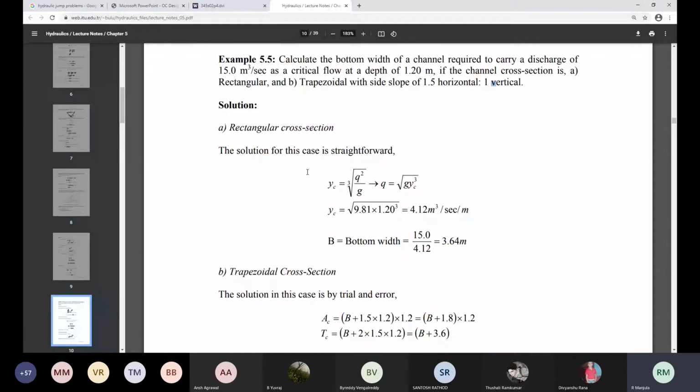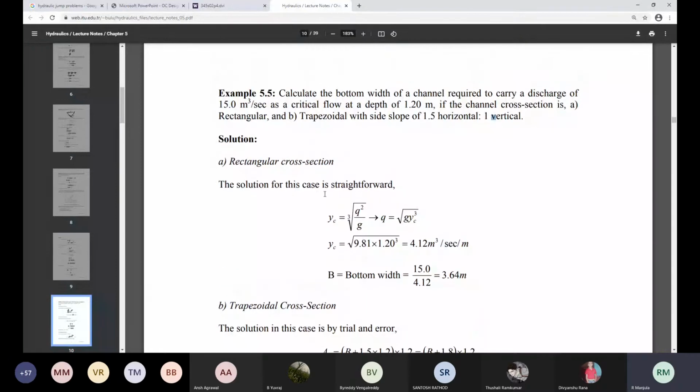So for the rectangular cross section, the solution for this case is that yc, the critical depth, is q square by g whole power 1 by 3. Am I right? This derivation we have already seen in the previous classes. So the critical depth for a rectangular channel is small q square by g the whole raised to 1 by 3, or q is equal to square root of g into yc cube.